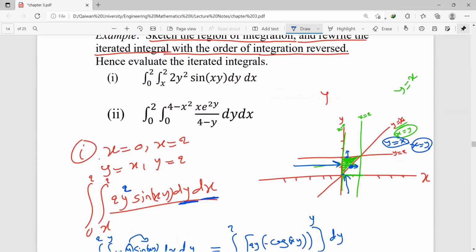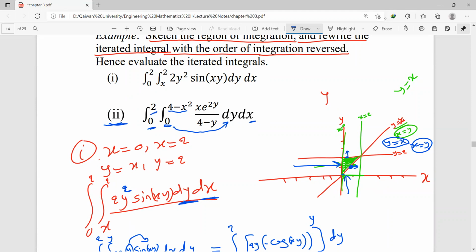Okay. Here we have the second example. We solved the first one in the last lecture. We now have the second one. In the second one, we have the double integration of x e to the power 2y divided by 4 minus y, where y is from 0 to 4 minus x squared. This is for the first integration. That's dy. And x is from 0 to 2.